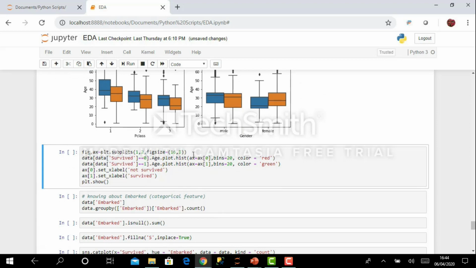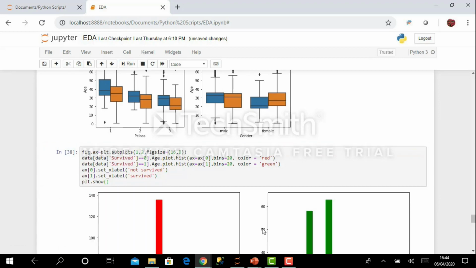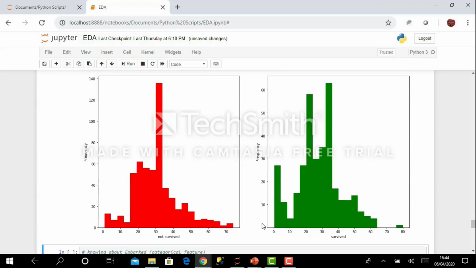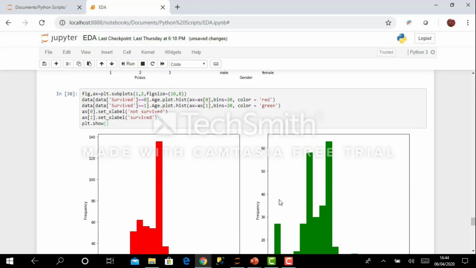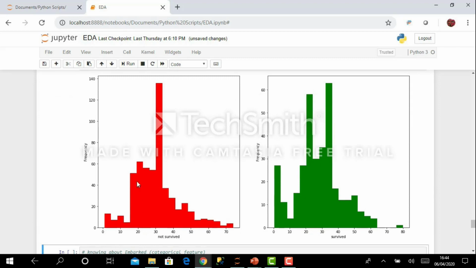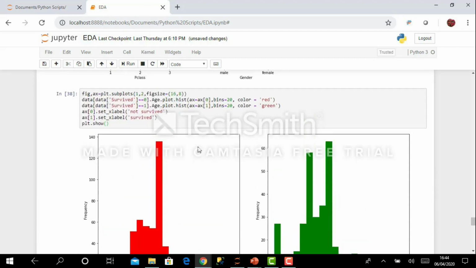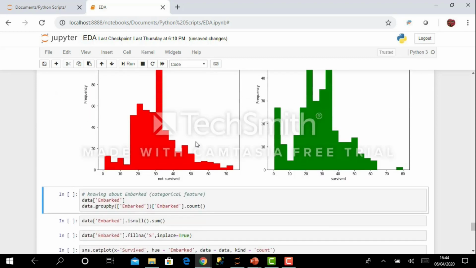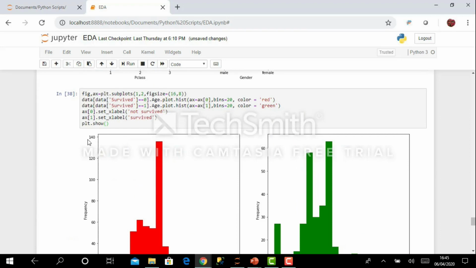Next I am again doing some plots. This time it is histograms. Let us see how it works. You can see that I have drawn 2 histograms, one for not survived and one for survived. This is the frequency range based on the age. So what is the age group, and how people did not survive.